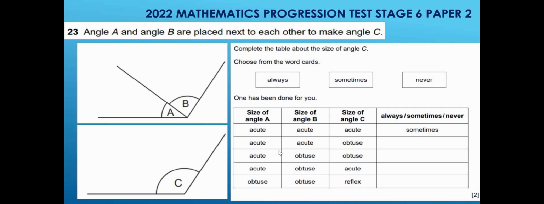As an example, size of angle A acute, B acute, C obtuse. We have to fill. Acute, obtuse, obtuse. We have to fill. Acute, obtuse, acute. What is it? And obtuse, obtuse, reflex. What is it? So, 10 seconds from now.